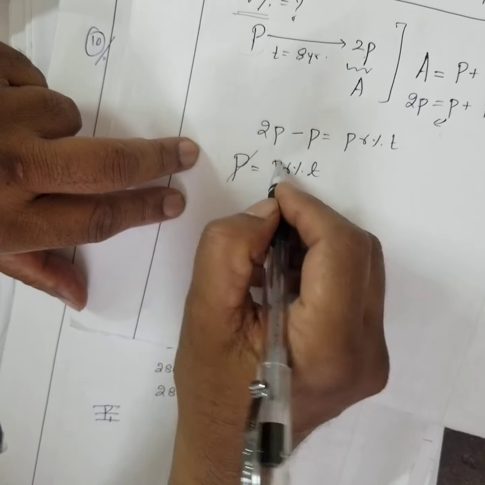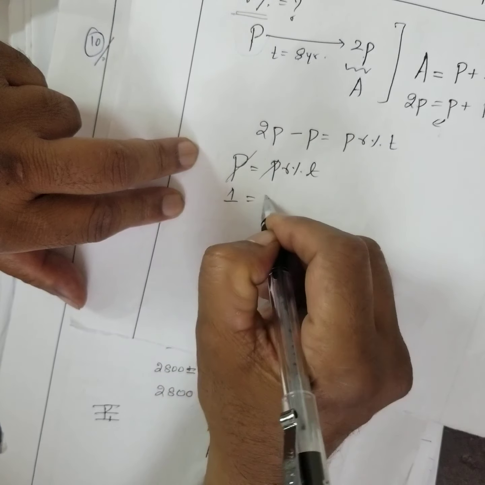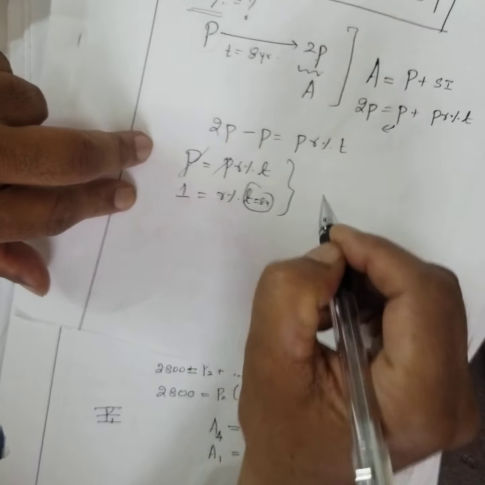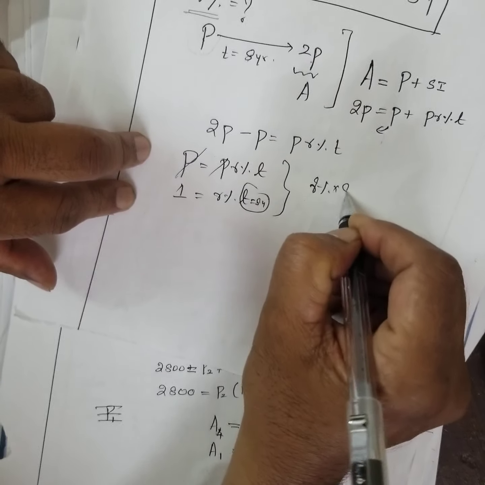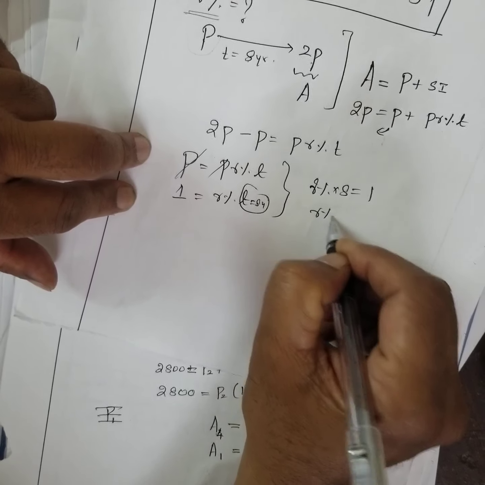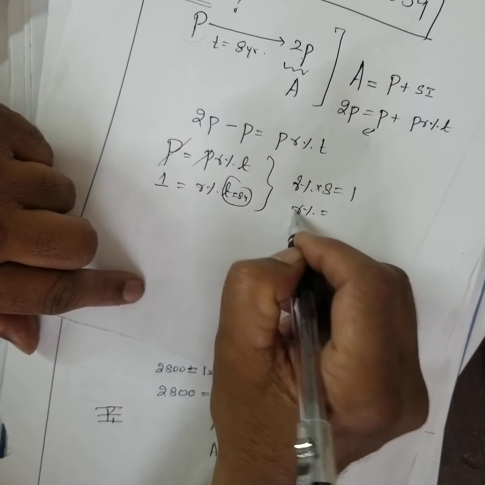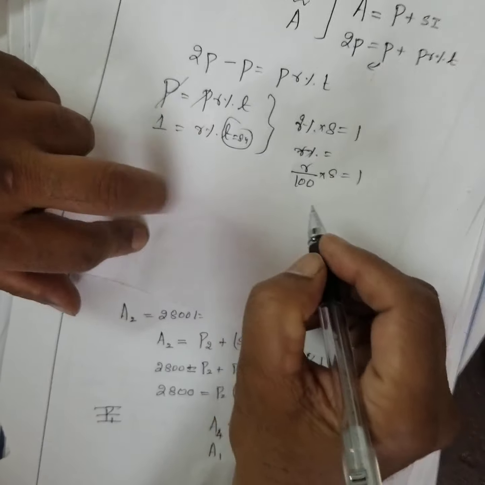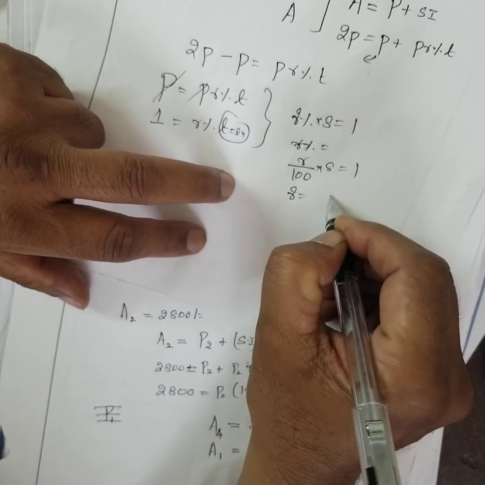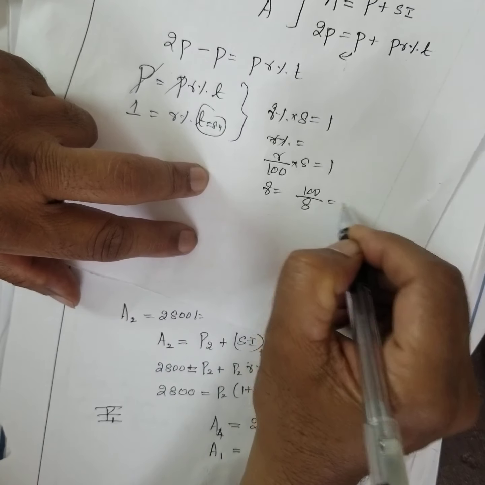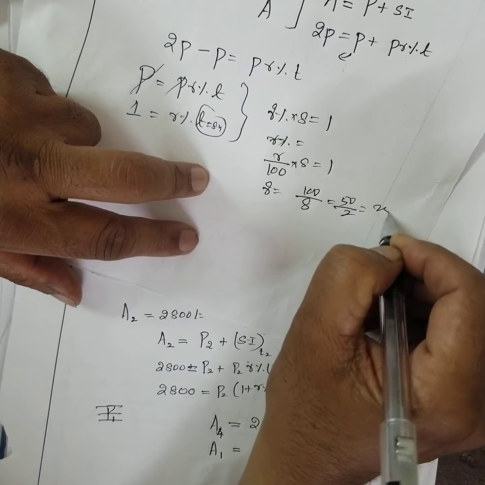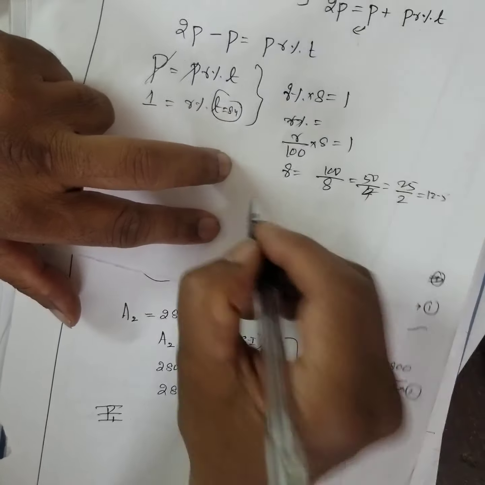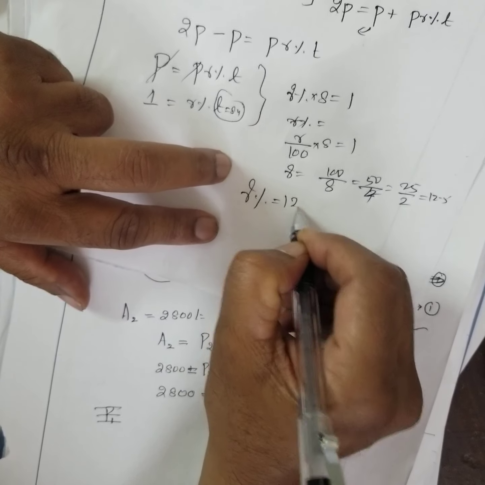P by P gets cancelled. This becomes 1 equal to R percent into T. Now T is what? 8 years, correct? Therefore, R percent into 8 is equal to 1, or R by 100 into 8 is equal to 1, or R is equal to 100 by 8, or 50 by 4, or 25 by 2, or 12.5. That means the rate of interest should be what? 12.5%.